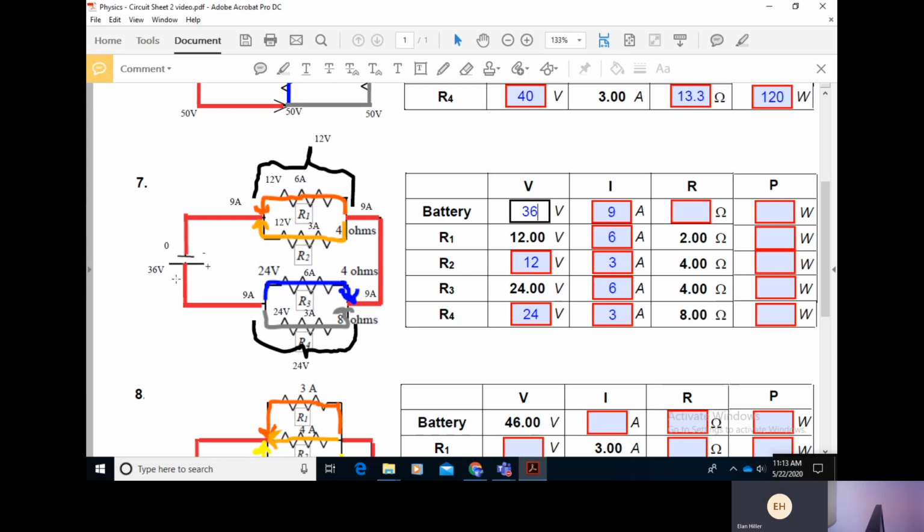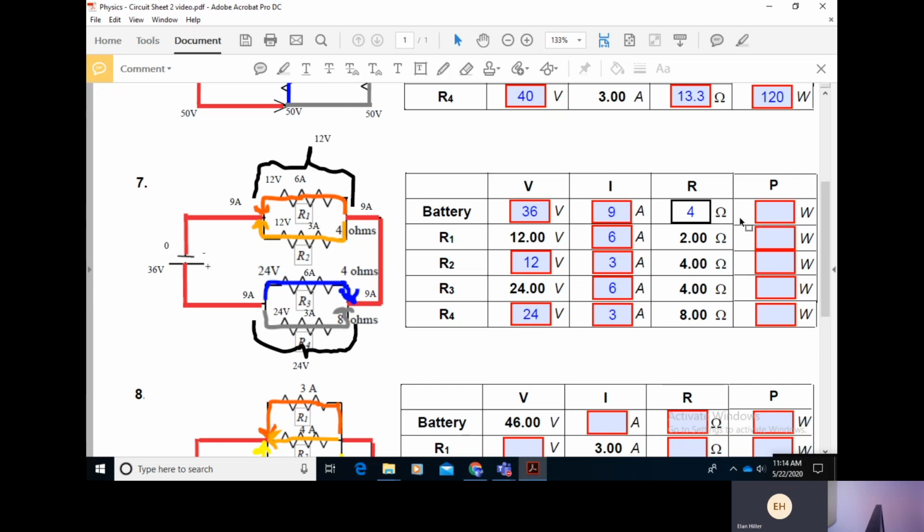Okay, so if I start with 36 volts and I do a voltage drop across this first split pathway of 24, I'm down to 12 volts. If I subtract 12 more volts across this parallel split, I'm down to 0 volts. It adds up. Lastly, I can find the total resistance by going 36 divided by 9, and I get 4 ohms of electrical resistance for the whole circuit.